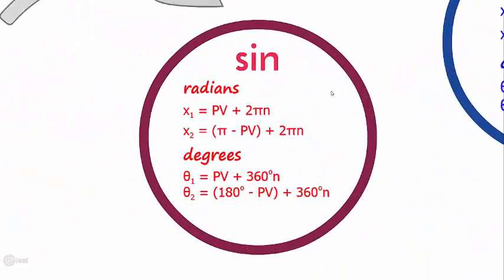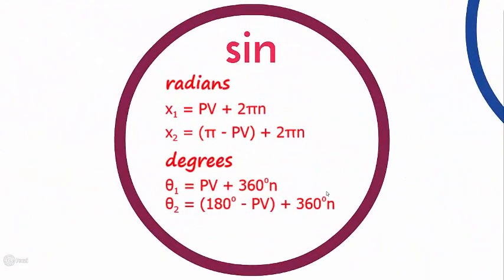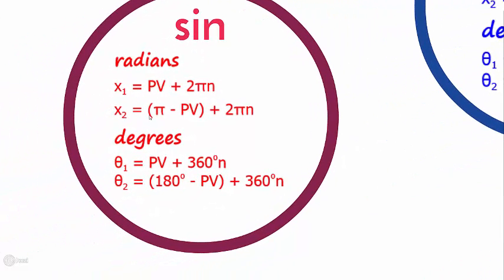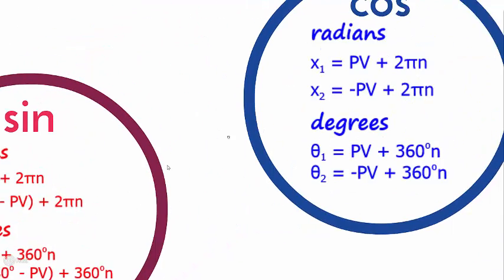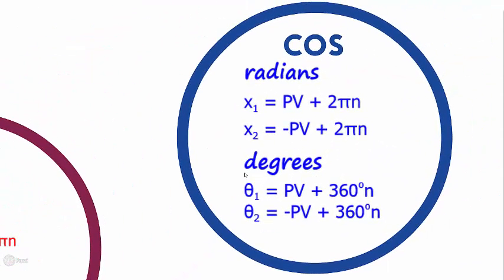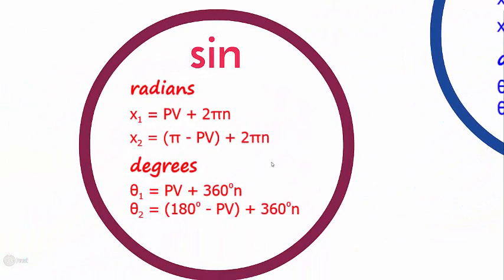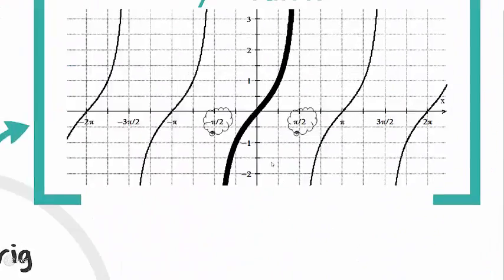So that gives us our sine principal value equations. So our first one is just like cosine, PV plus 2 pi n. But our second one is going to be pi minus PV plus 2 pi n for sine, where cosine, remember, is just negative PV plus 2 pi n. So they're a little bit different. Okay? So we'll look at tangent. We won't go as in-depth, but tangent has its own set.